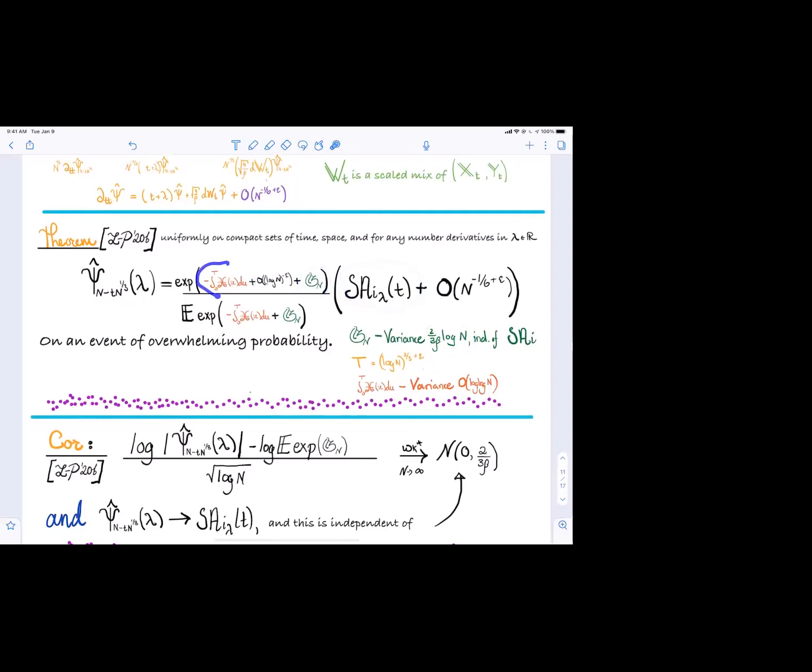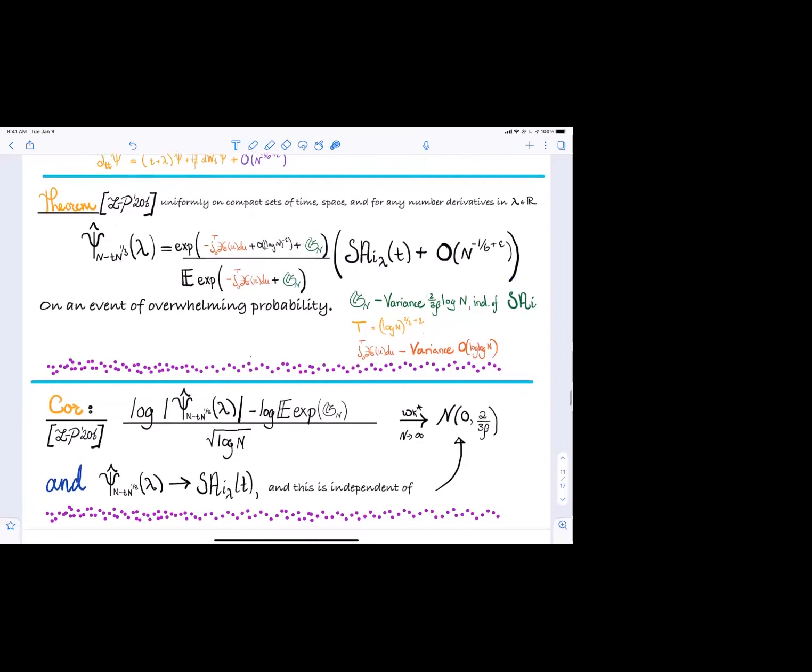This thing is a log n object, a variance log n object, and this thing is a variance log n object. And this g, if anyone asks, that's a g. This g is independent of the stochastic Airy function. So this determines the modulus if you rescale, and this determines the zeros. They're actually independent of each other. So that's what's written here.